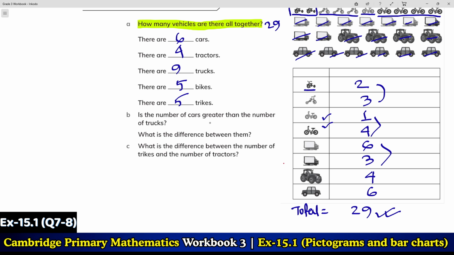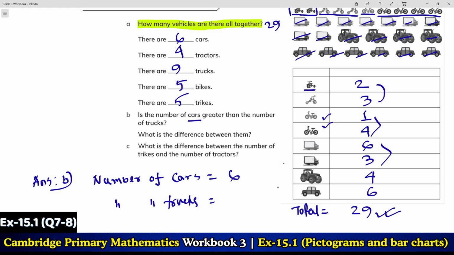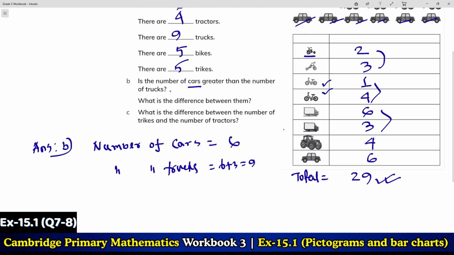Is the number of cars greater than the number of trucks? What is the difference? So first, truck, answer B. Number of trucks. Here is a car, right? Number of cars, how many? 6. And then the number of trucks is 6 plus 3, 9. Is the number of cars greater than the number of trucks? No.